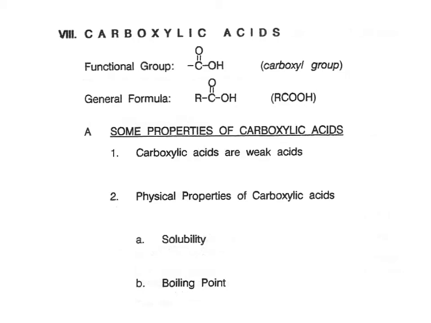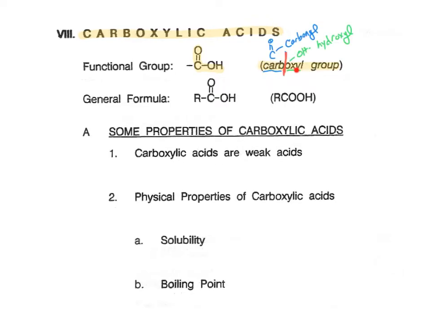Let's look at carboxylic acids. The functional group for carboxylic acids is a C double bond O with a single bond to an oxygen hydrogen group. The name carboxyl is sort of a blend of carbonyl, which is the C double bond O part, and the hydroxyl, the OH. Put it together and we end up with carboxyl.